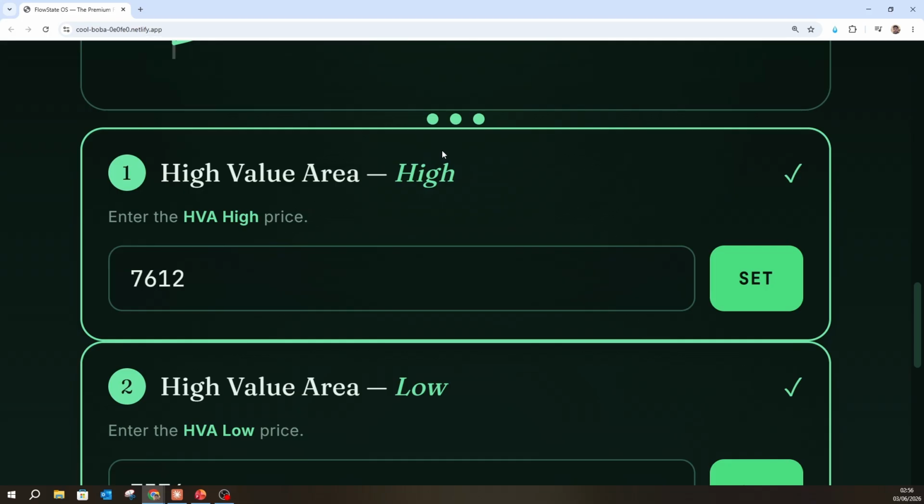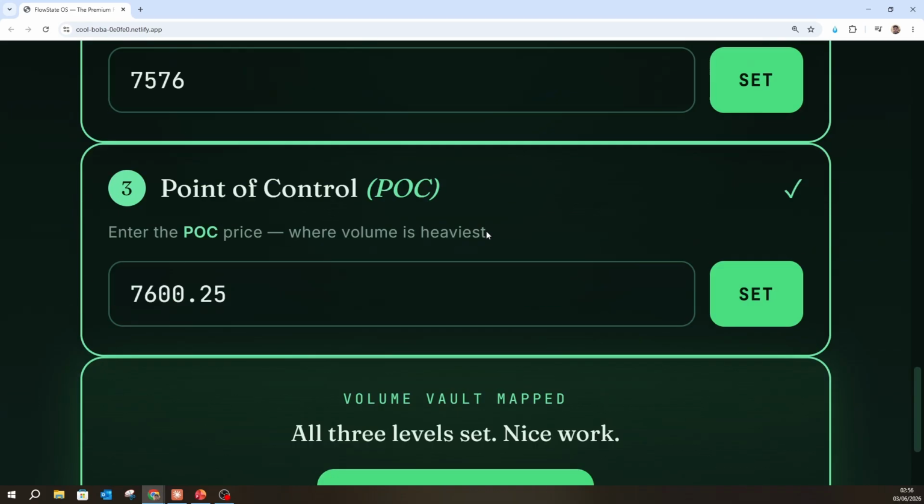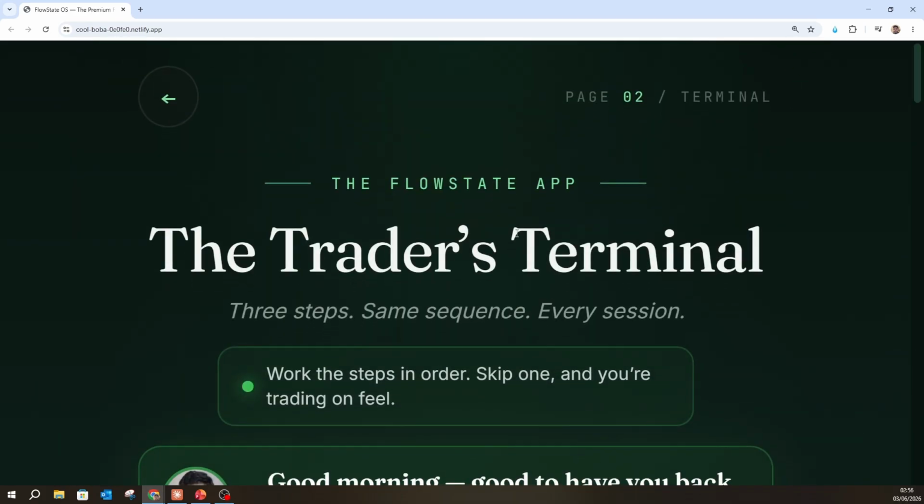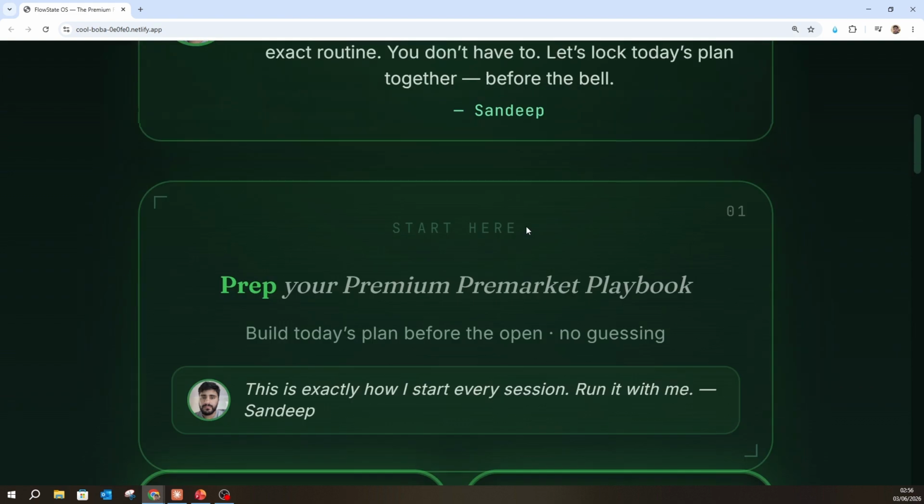forcing you to enter the correct information at the right time in a mechanical-based system. This is very important because the FlowState OS app is designed to follow the processes you need to find the right level to trade at the right time with the correct entry confirmation. Once we've done that, we want to return to the hub, the trader's terminal.